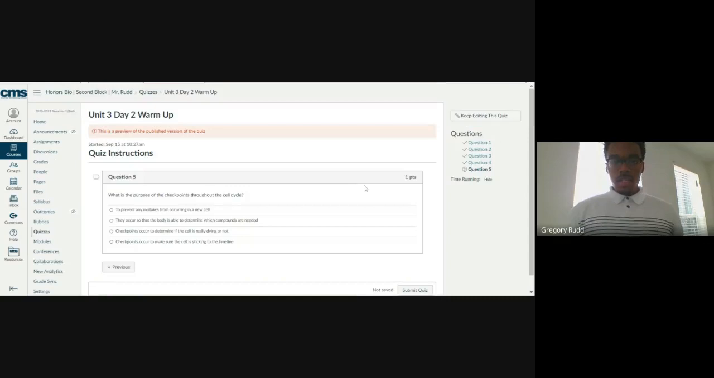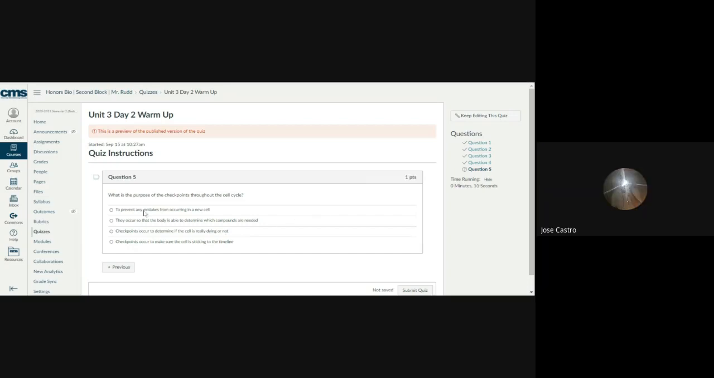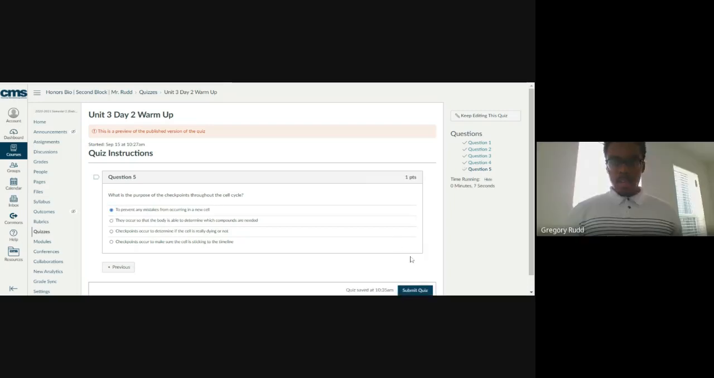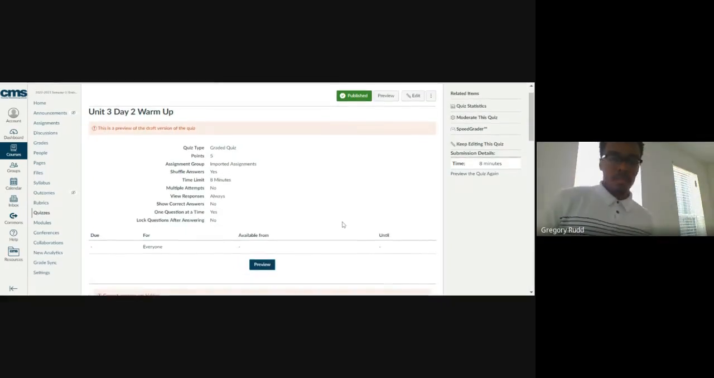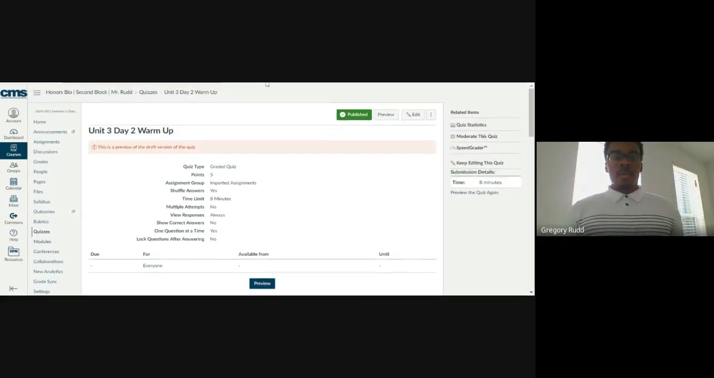And then our last question, what is the purpose of checkpoints throughout the cell? Why do we have checkpoints? To prevent any mistakes from occurring in the new cell. Excellent. Thank you, Castro. Good. So we're going to talk more today about the specific process of mitosis.